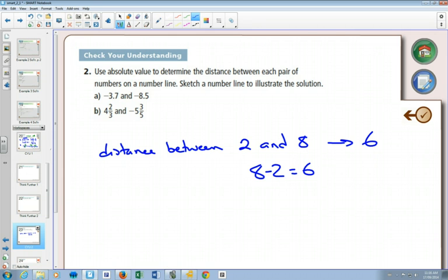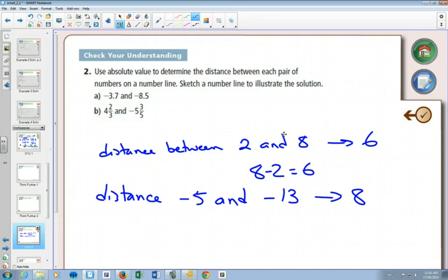Now, when you do the distance between -5 and -13, this one too, you might be able to just say it. What's the distance between -5 and -13 on the number line? 8. Okay? But probably in this one, some of you might have just said 13 minus 5, because I'm thinking on that side of the number line. That side is the same as the positive side of the number line, so I could just do 13 minus 5 to find out it's 8.